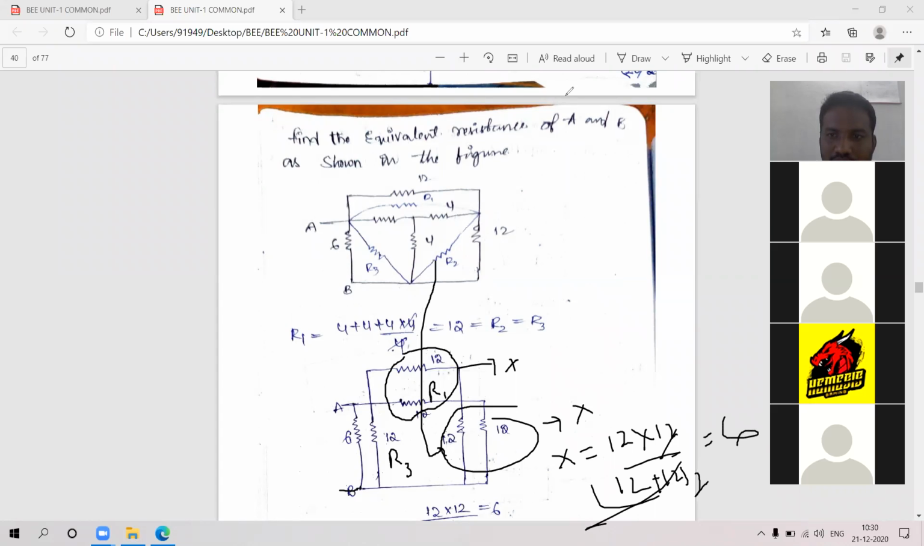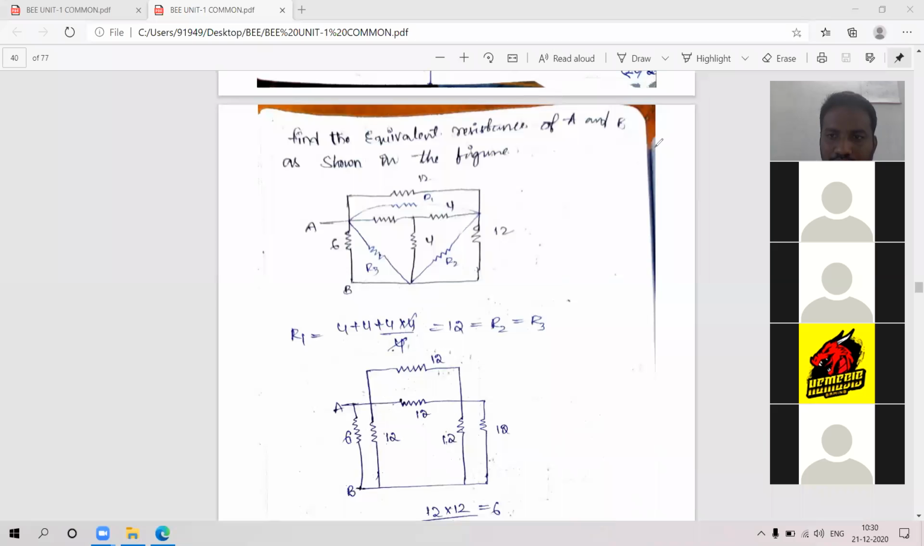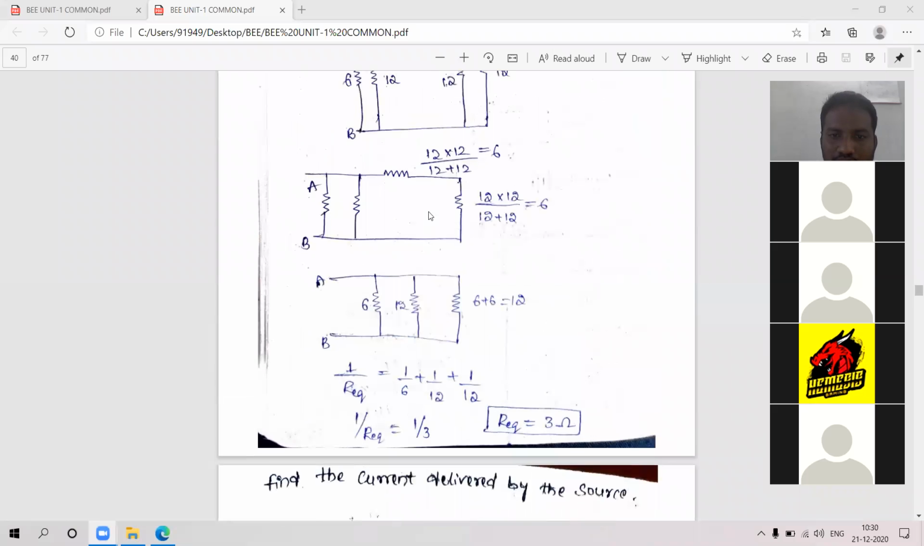Let me go to the next page. This 6 ohms and this 6 ohms: now you can say these two are connected in series, because current is flowing in a single path only. Series means you have to add, 6 plus 6 is 12. This is also 12 and this is 6. Now all these three, 6, 12 and 12, are connected in parallel.